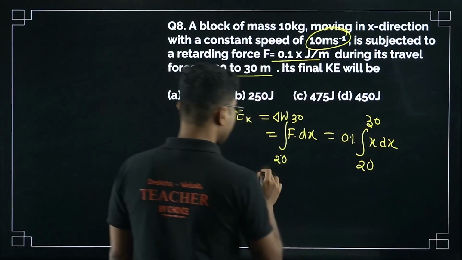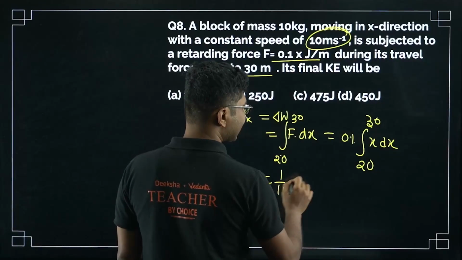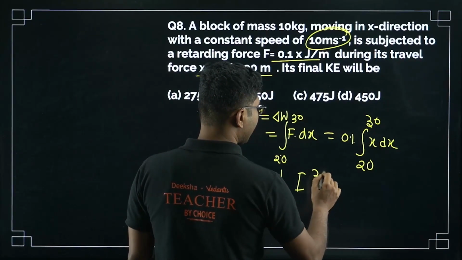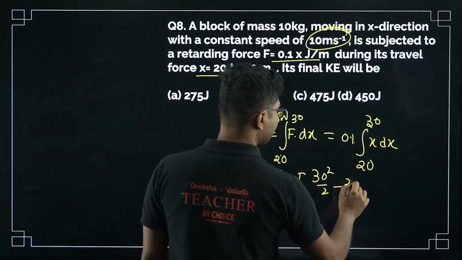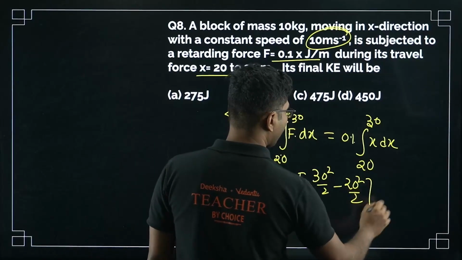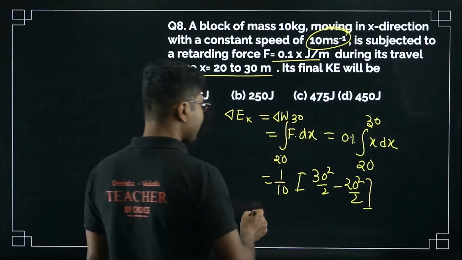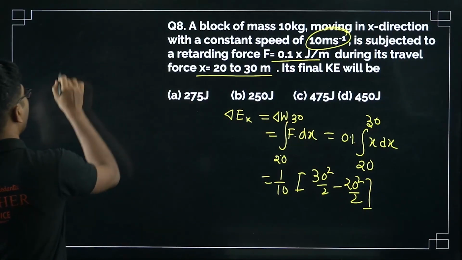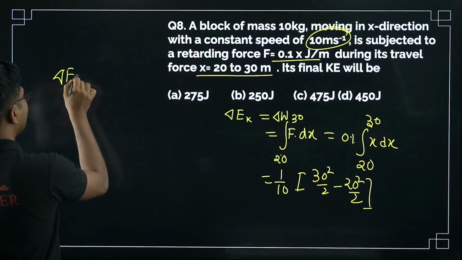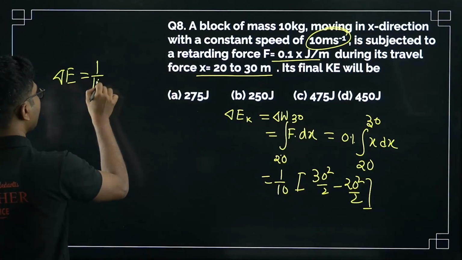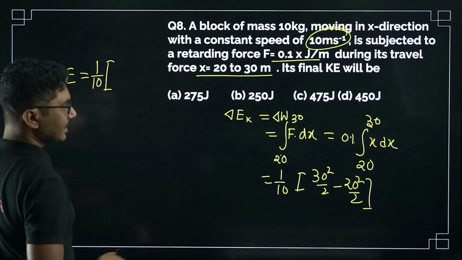Okay, so 0.1 is basically 1 upon 10, nothing else, and x square by 2. So 30 square by 2 minus 20 square by 2. Okay, so I have skipped one step. If you have any doubt, any question, you can check the PDF solution for this. So delta E equals 1 upon 10. You have to solve it faster.